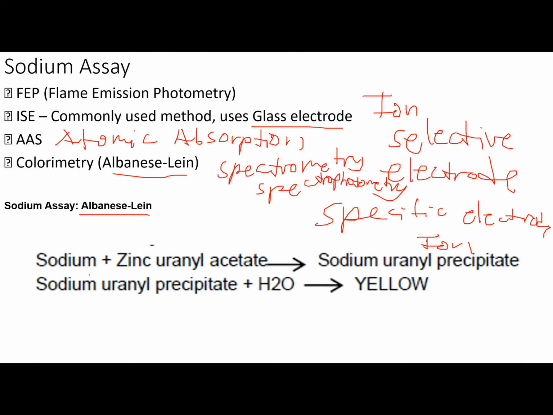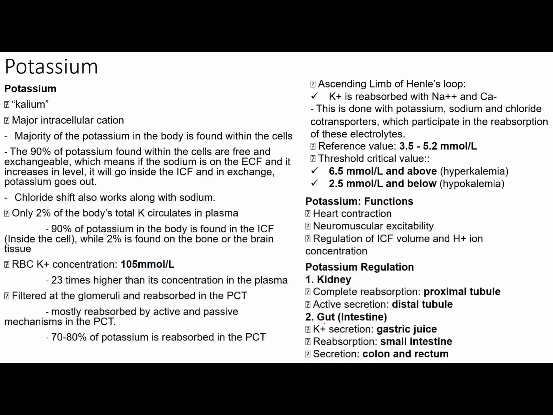Wherein you would use sodium from the sample plus zinc uranyl acetate from the reagent. This would lead to a conjugation forming a sodium uranyl precipitate. Now, the sodium uranyl precipitate with water would now form a yellow end color. So, the more yellowish it is, class, the more sodium present. Mas brighter yung color, mas more ions present. So, that's your colorimetric Albanese-Lein method.